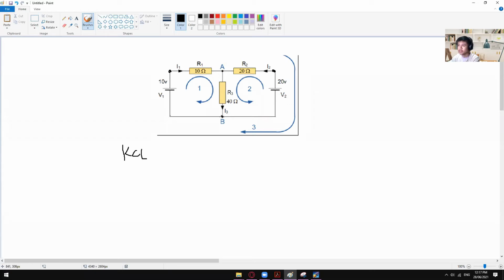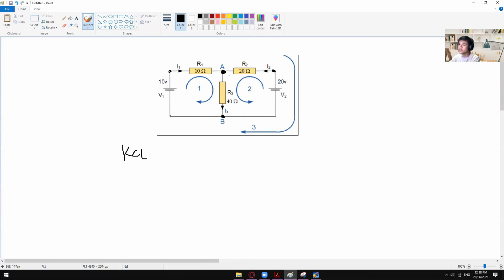You can actually consider this one as a super node also, but we'll just deal with one, because even if you consider either of those two, it's still the same. So let's just deal with one super node. Let's say super node A.